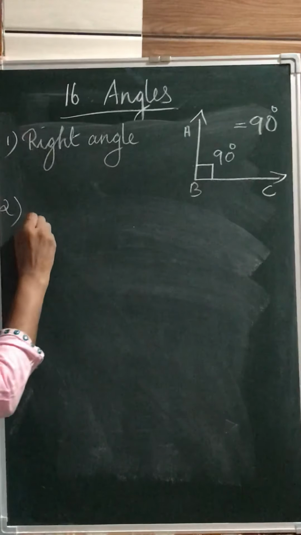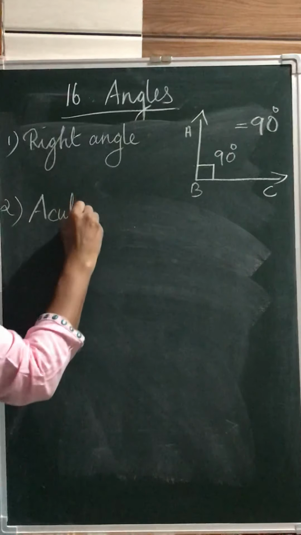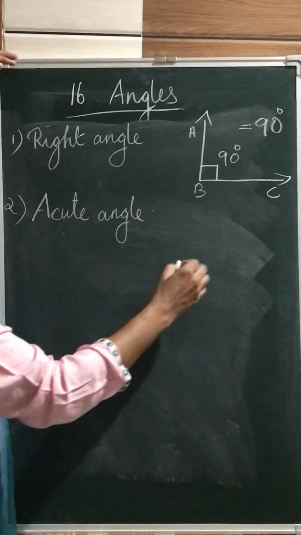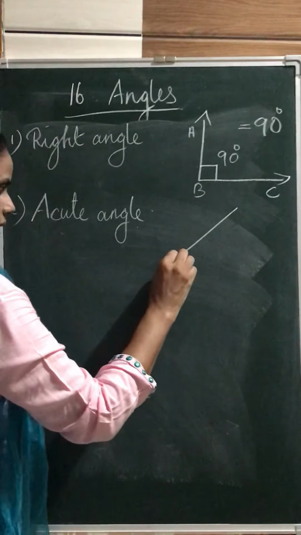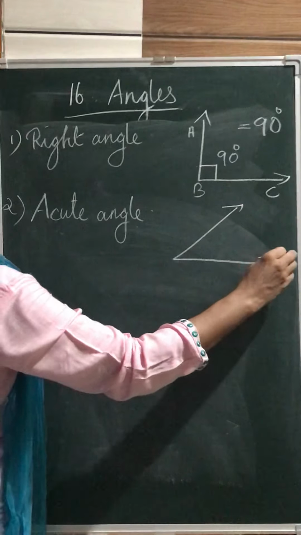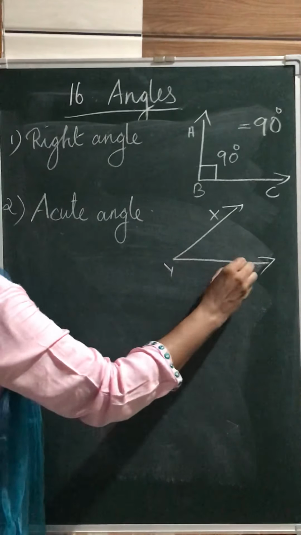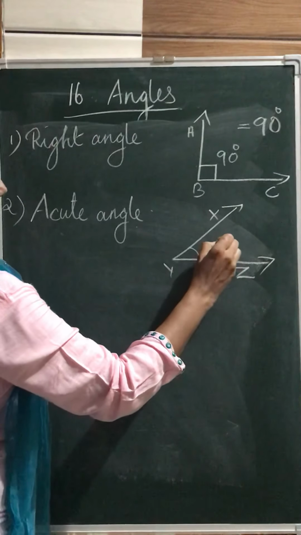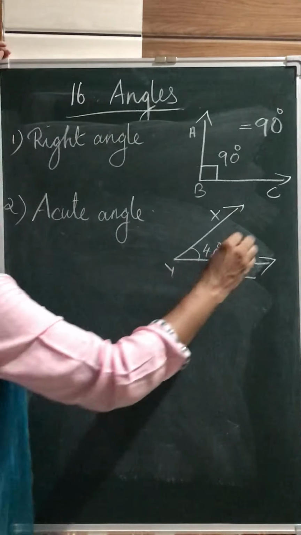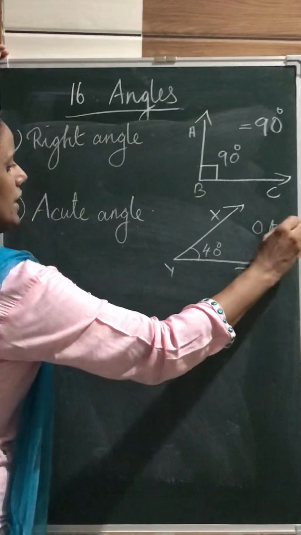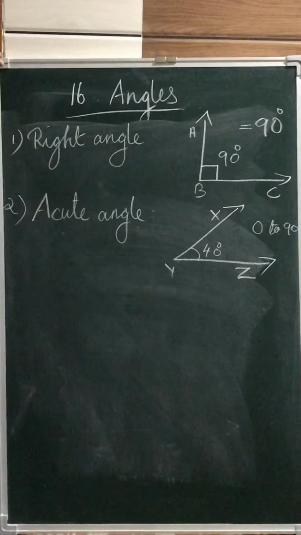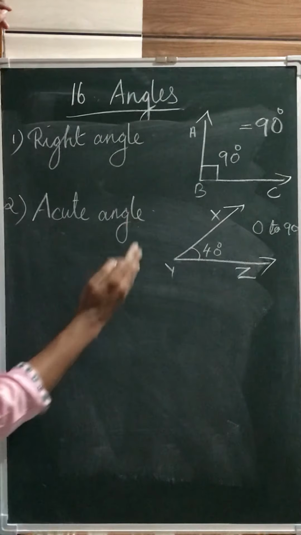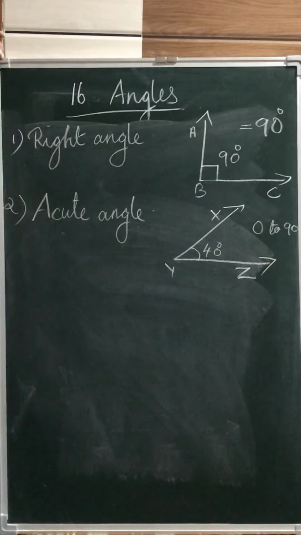Second type is acute angle. What is an acute angle? Acute angle means less than 90 degree. X, Y, Z. Maybe it is 40, 50, 30, 15, whatever it is. 0 to 90. In between 0 to 90. Okay, less than 90. This second arm will be like this way. Less than 90, then it is acute angle.